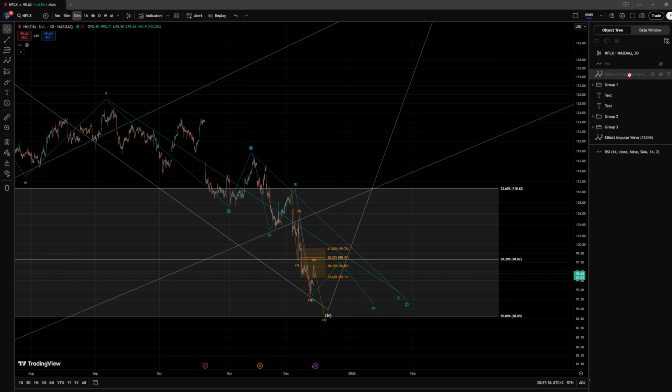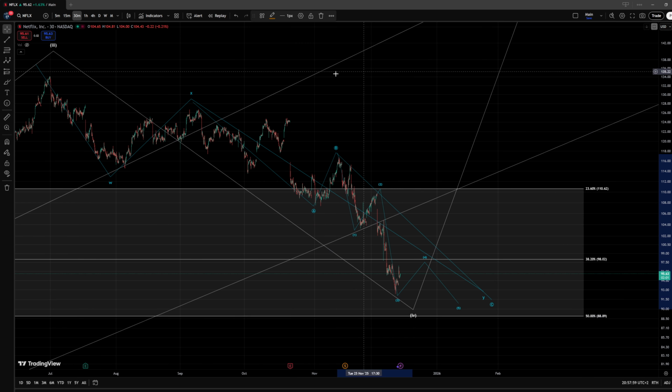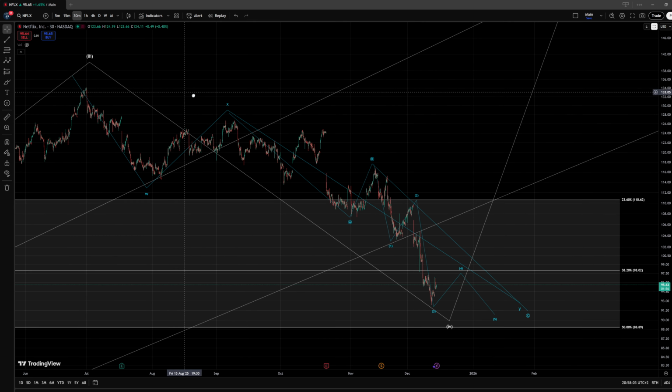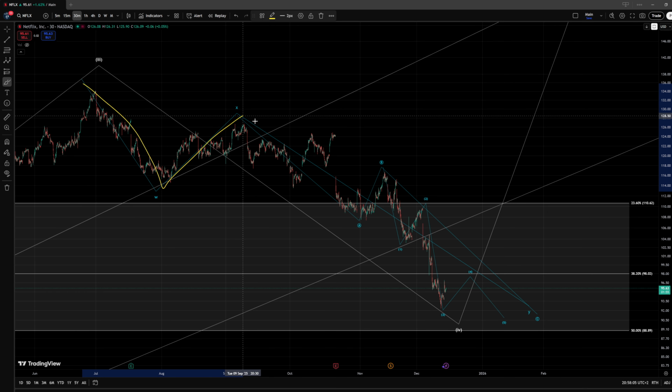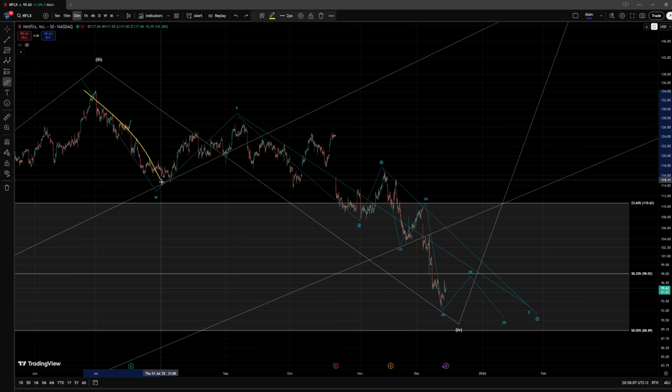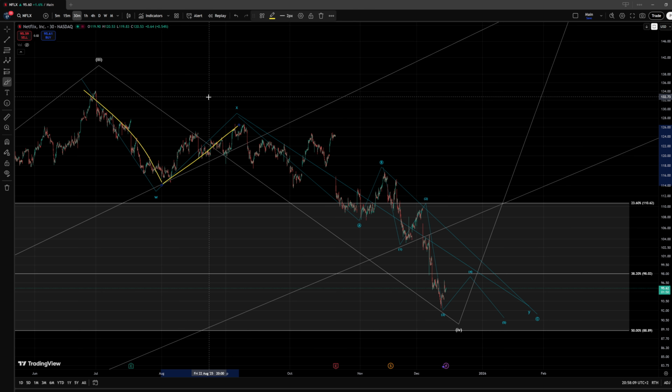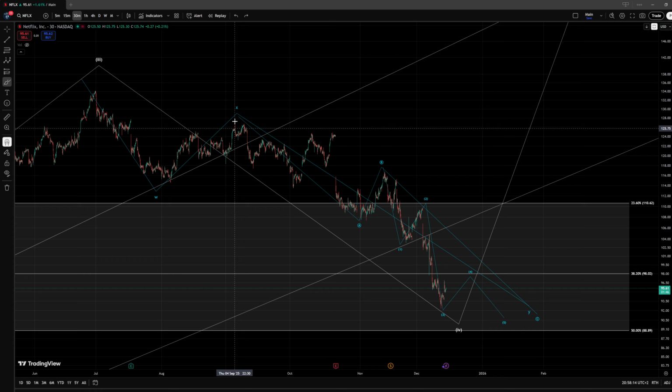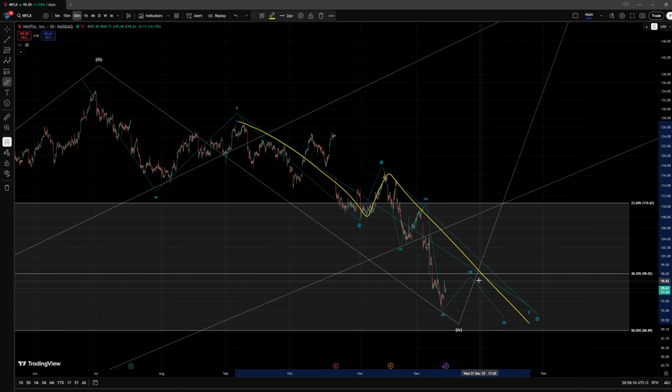And with that said, we can shift fully to the blue interpretation, the blue scenario, in which case we would instead be looking for a possible WXY pattern, where the wave W would be where the wave A was in orange, the wave X would be where the wave B was, and now the wave Y to the downside, in which we expect to form an ABC structure instead.